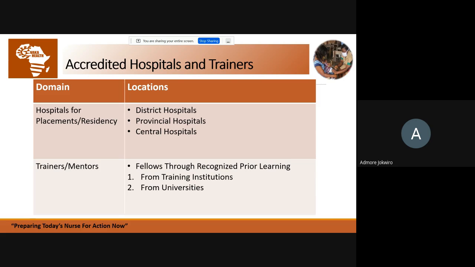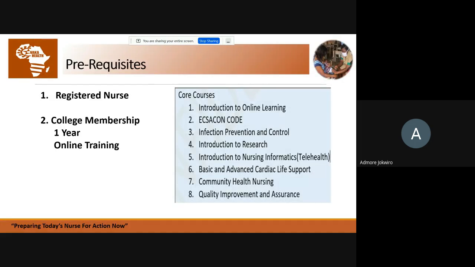Then that improves retention within those regions as well. You can also be asking, where are the mentors or trainers going to be coming from? They are going to be fellows recognized through prior learning by the college, and these fellows could be coming from training institutions, as well as universities. And that's just, again, something for informational purposes.